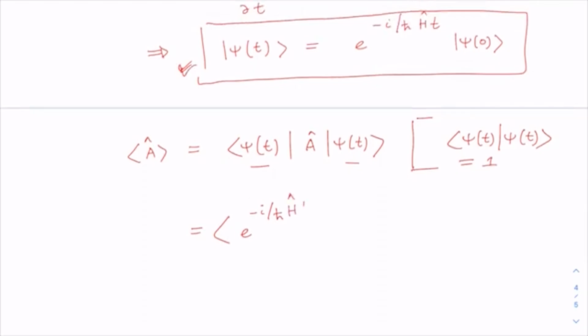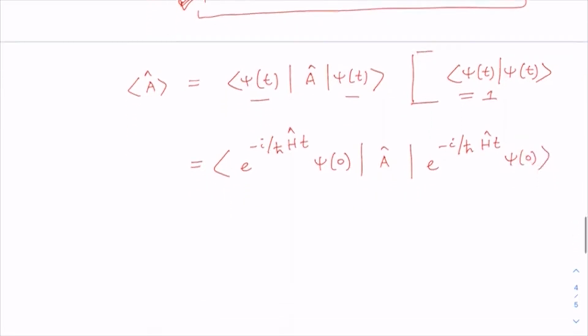We are just applying this here. We have it as <psi of 0| e to the power i by h cross H t, A, and here I have again e to the power minus i by h cross H t |psi of 0>. If I take this part to the other side, then I will have here e to the power i by h cross H t A e to the power minus i by h cross H t psi of 0.